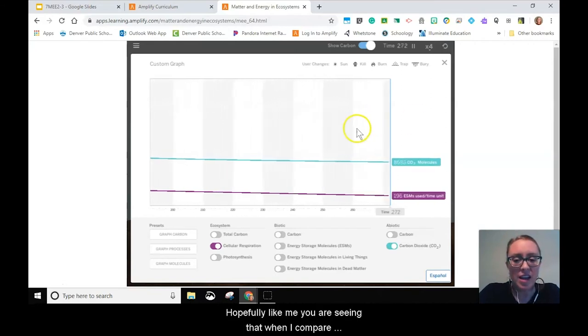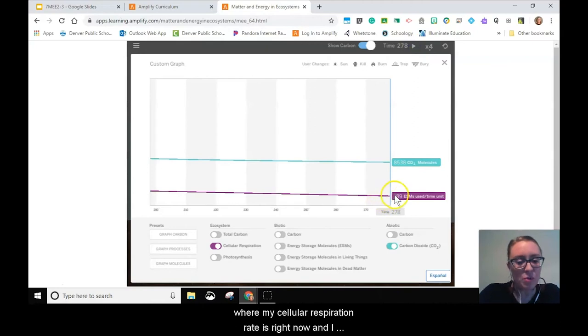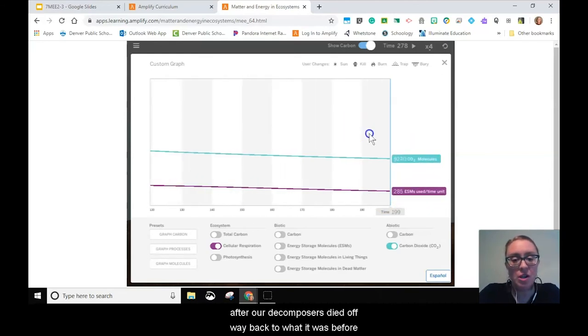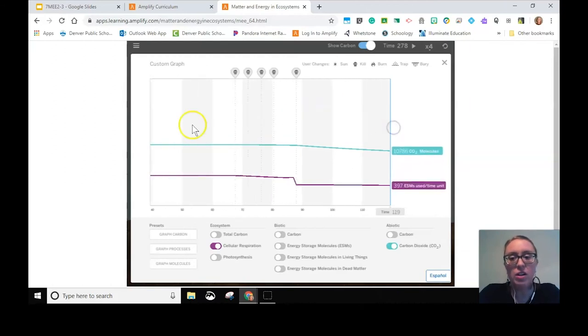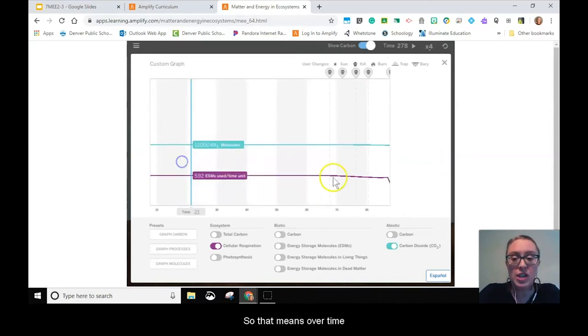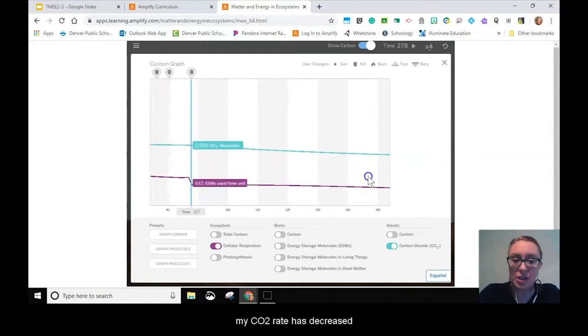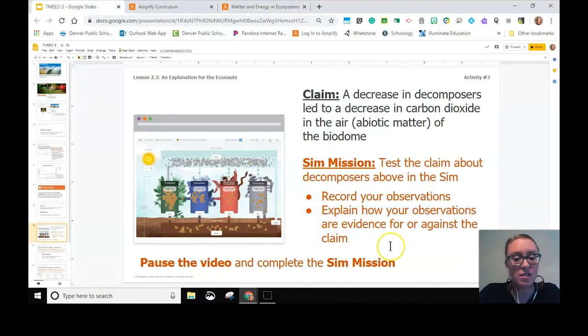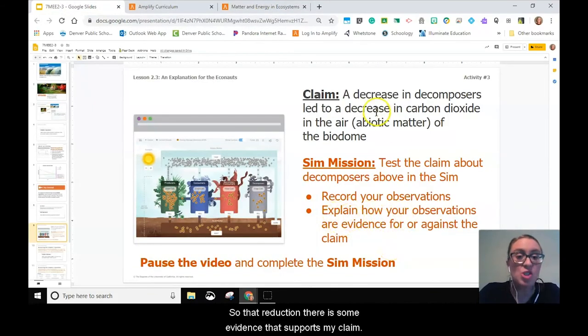Hopefully, like me, you are seeing that when I compare where my cellular respiration rate is right now, and I compare how many CO2 molecules we have in the atmosphere right now after our decomposers died off, way back to what it was before I killed off any of those decomposers, the previous rate was higher than what it is now. So that means over time, my CO2 rate has decreased as the population of decomposers also decreased. So that reduction is some evidence that supports my claim, because I saw a decrease in decomposers and I also saw a decrease in carbon dioxide. And I did not have that decrease in carbon dioxide before I started killing off the decomposers.